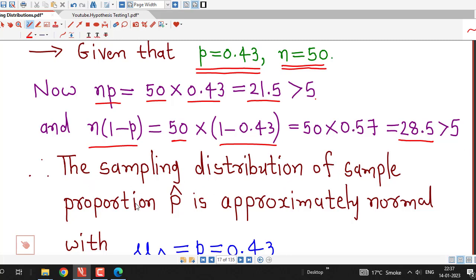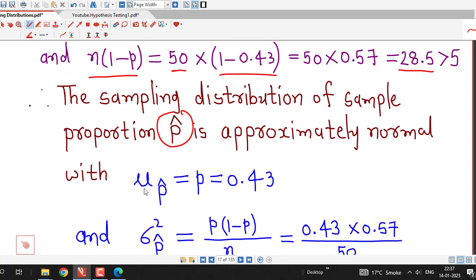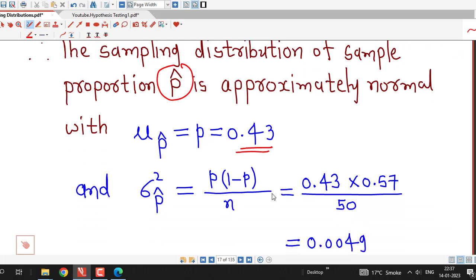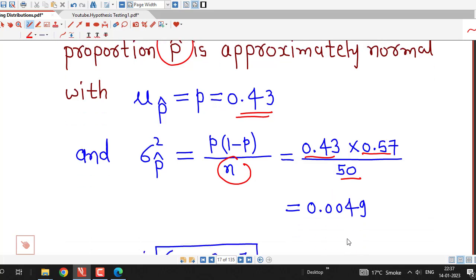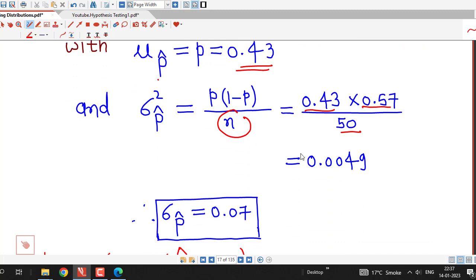Therefore the sampling distribution of the sample proportion p hat is approximately normal, with mean equal to the population proportion, which is 0.43, and variance equal to p times 1 minus p divided by n. Here p is 0.43, 1 minus p is 0.57, divided by n, which is 50, and this turns out to be 0.0049. Therefore the standard deviation is the square root of this variance, which turns out to be 0.07.